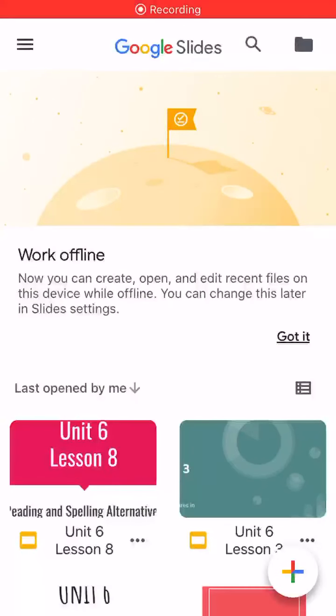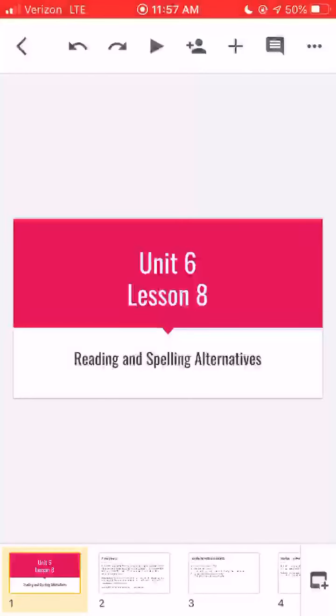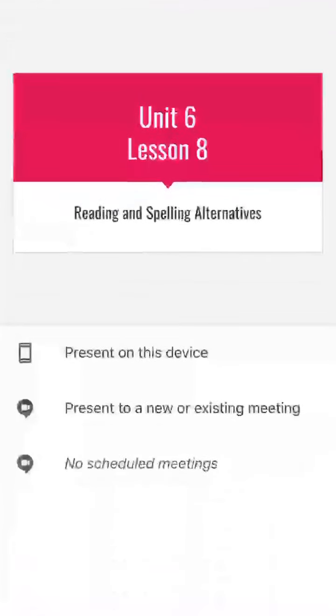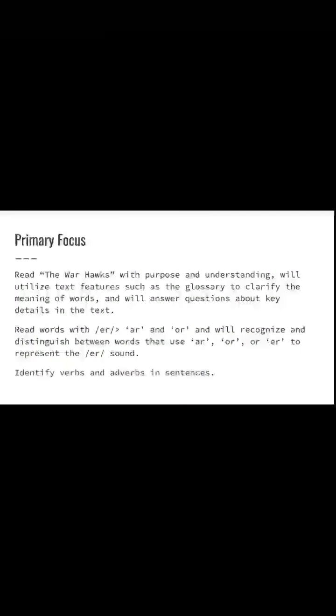Hi boys and girls, today for Skills Unit 6 we are jumping into Lesson 8 and we will be reading a chapter in this lesson and looking at some spelling alternatives. Let's go ahead and go on to our primary focus slide. We are going to be reading the chapter called The War Hawks with purpose and understanding.